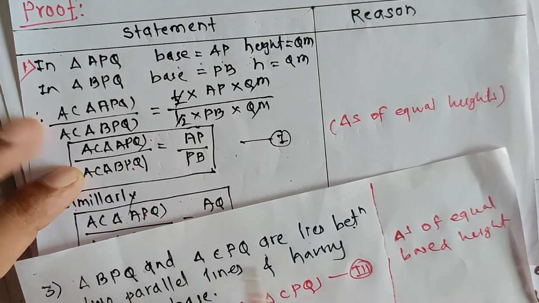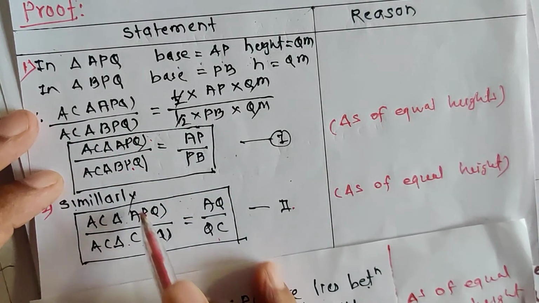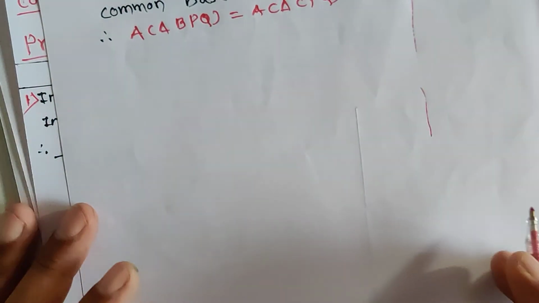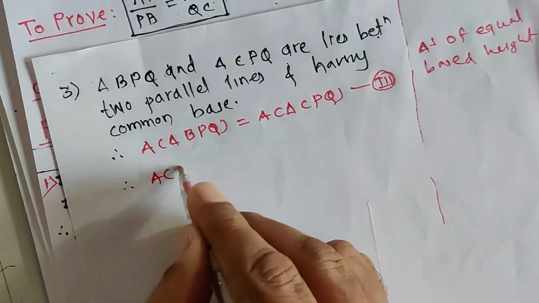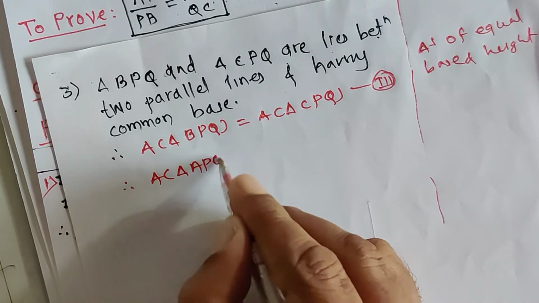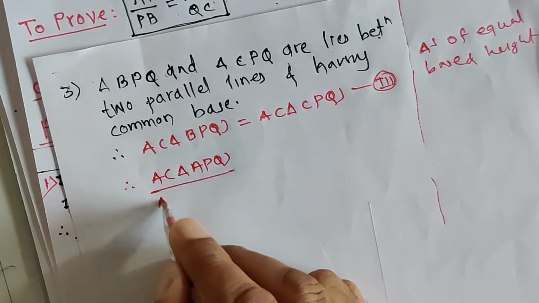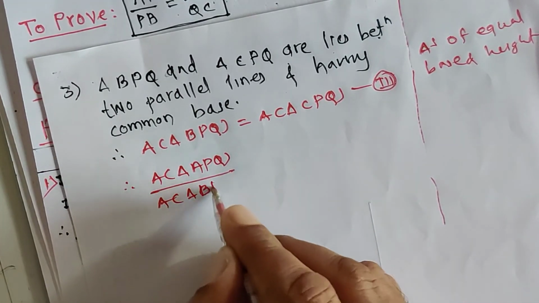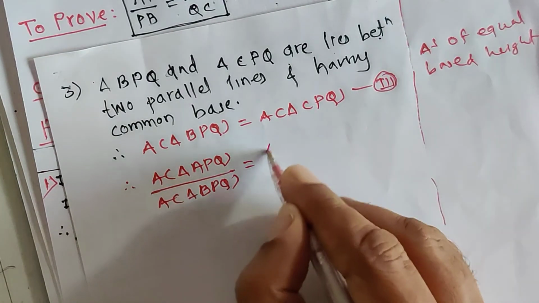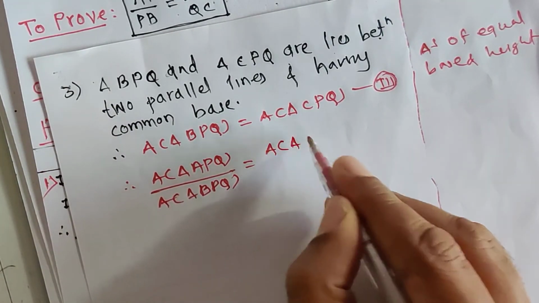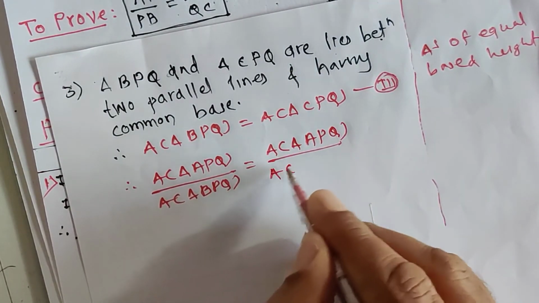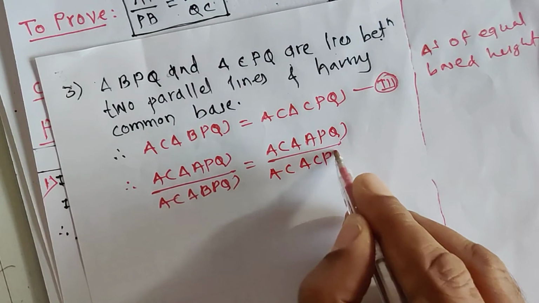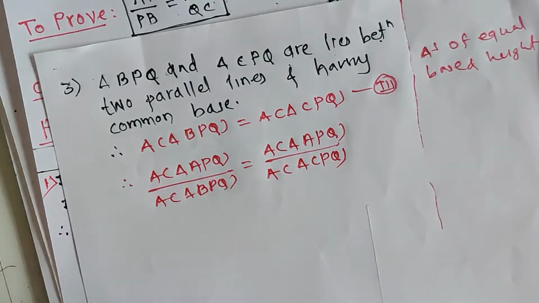So from 1 to 3, what can we write? This ratio is equal to this ratio. So from 1 to 3, our next statement is, therefore, area of triangle APQ divided by area of triangle BPQ is equal to area of triangle APQ divided by area of triangle CPQ. So this is our statement.